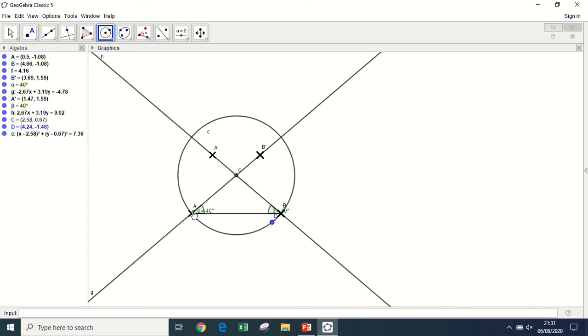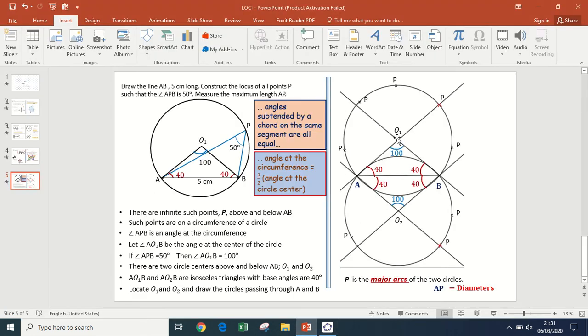All the points from A through the major arc around that way up to the point B are the locus of the point P. Not anywhere below, not in the minor arc. So now we're going to draw another circle. This is center O1, the equivalent of this one, but we want to have another one, center O2.